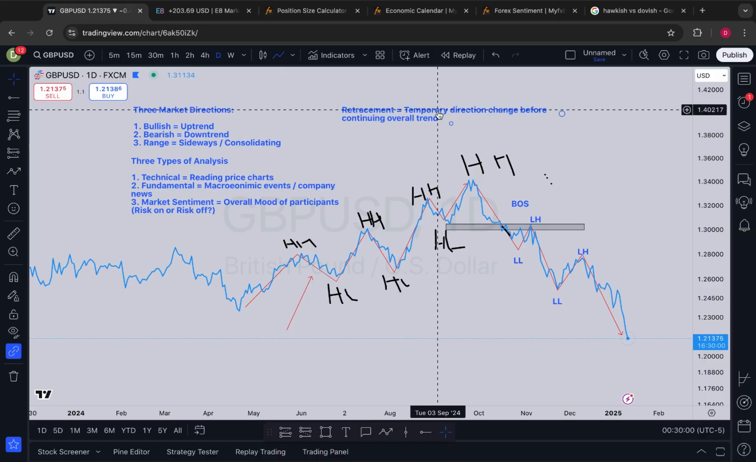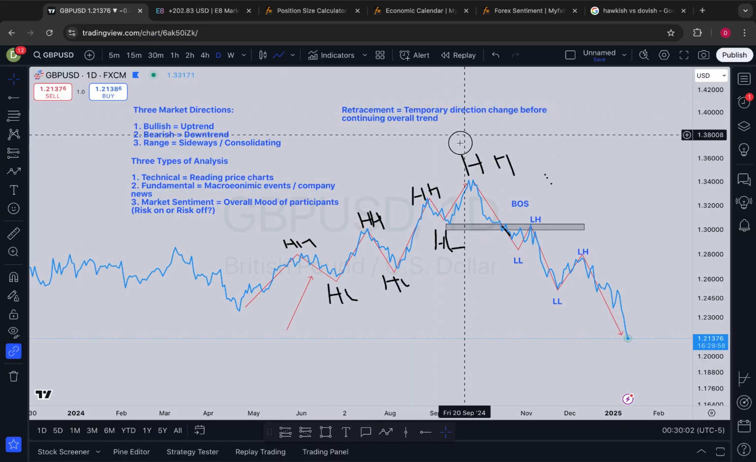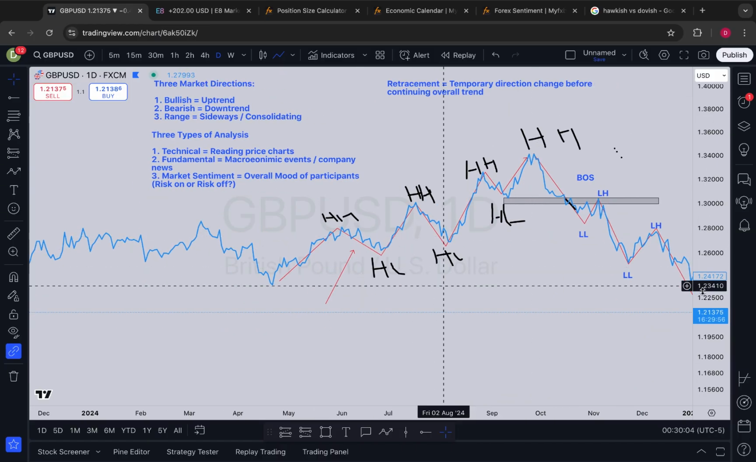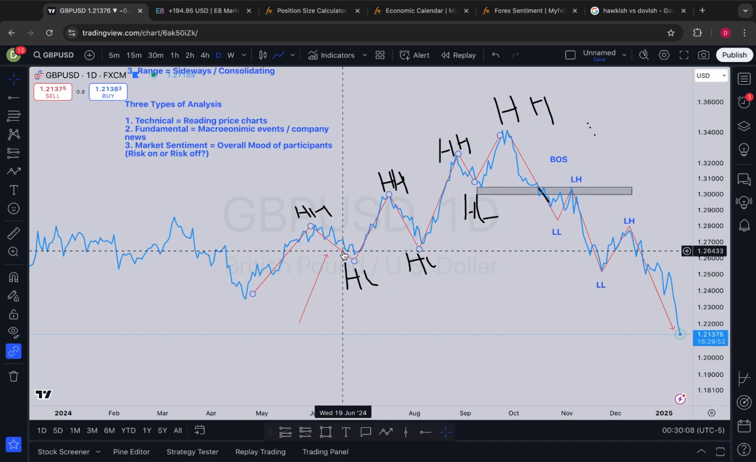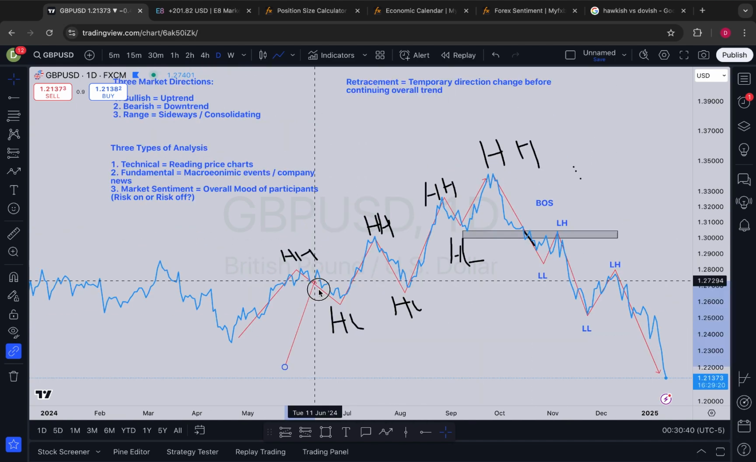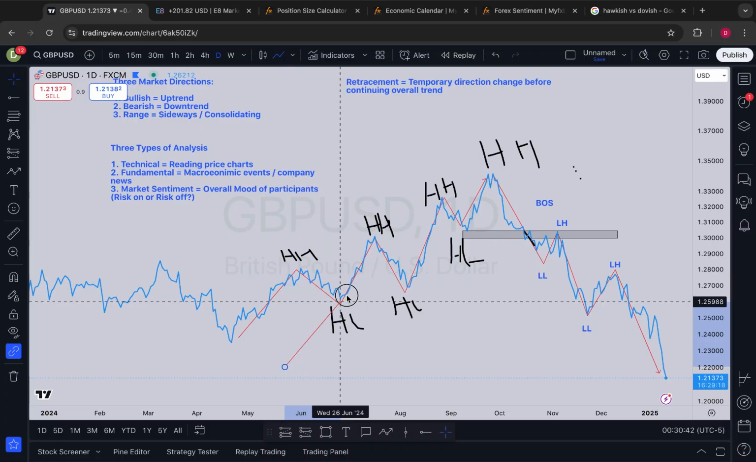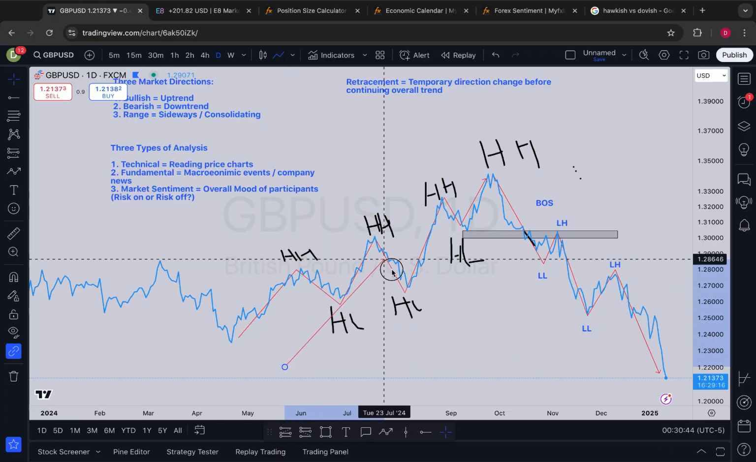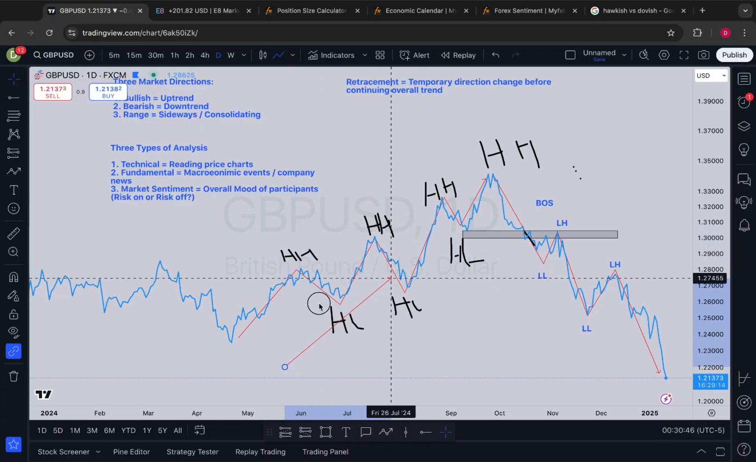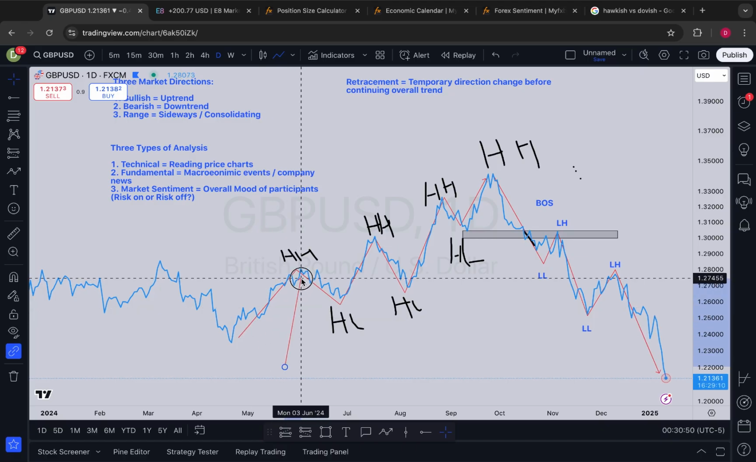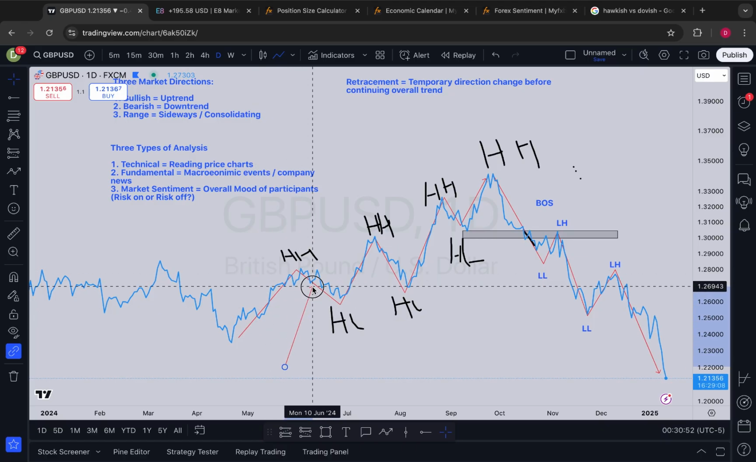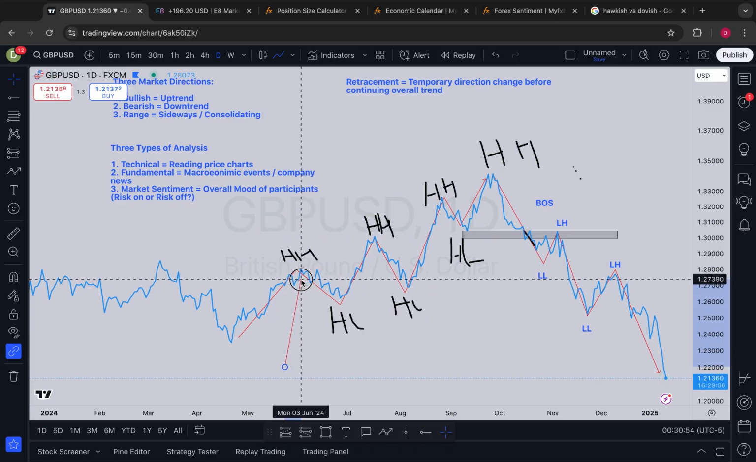So it's a temporary direction change before continuing the overall trend. Now, when this happens, this is just because it has to be balanced. It's like duality, right? Just a point where the market has to calm down, and then we'll see the next push up. Calm down a little bit, next push up.